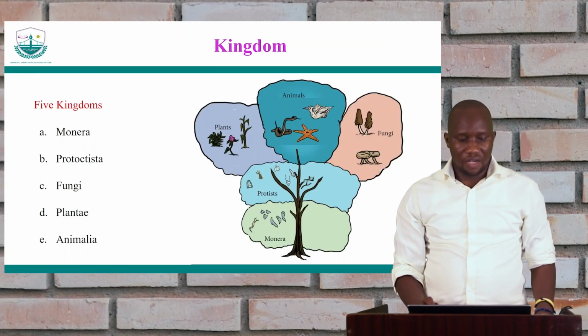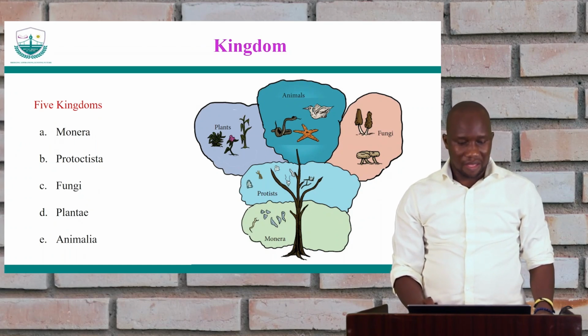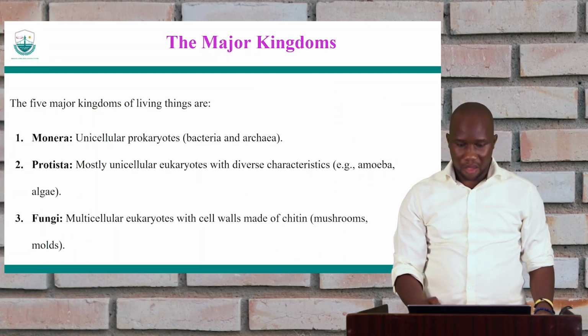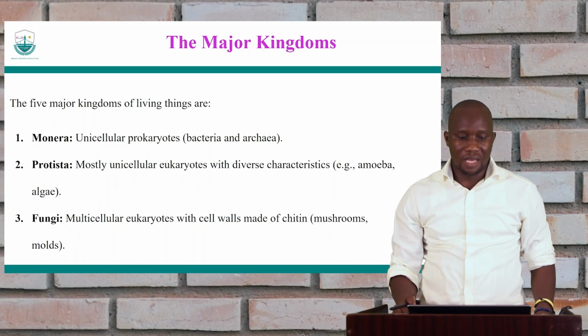So we have 5 kingdoms, and we shall look at each of these: Monera, Protista, the fungi, Plantae, and then Animalia. Those are the 5 kingdoms.